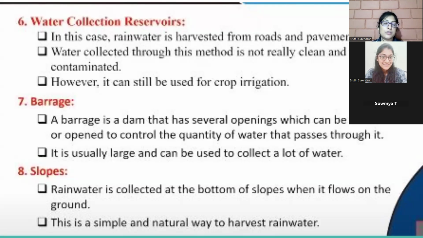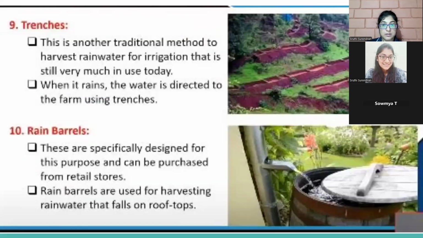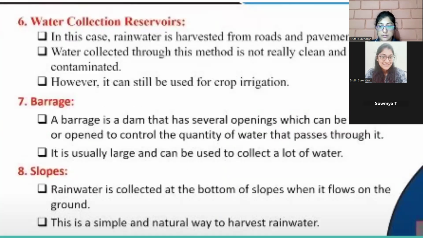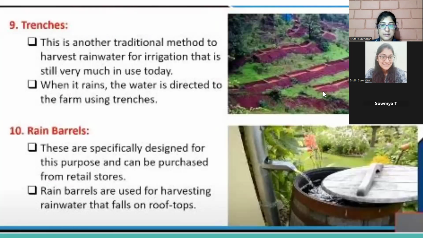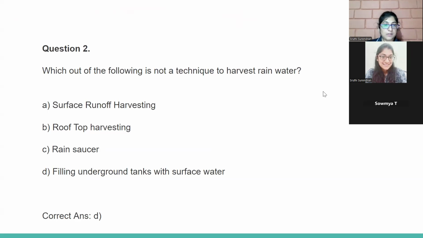There are reservoirs or storage facilities that can be made at different points on the roads and pavements to collect rainwater. Barrages are another thing. Slopes are also one way, where you can collect the water at the bottom of the slopes. So there are various methods through which you can collect rainwater. Trenches are another method. You can see there are water trenches, constructed with a particular depth and width, and these can be used to collect water. Rain barrels are also something like rain saucers, except the water is collected in big barrels. So these are different techniques of rainwater harvesting.